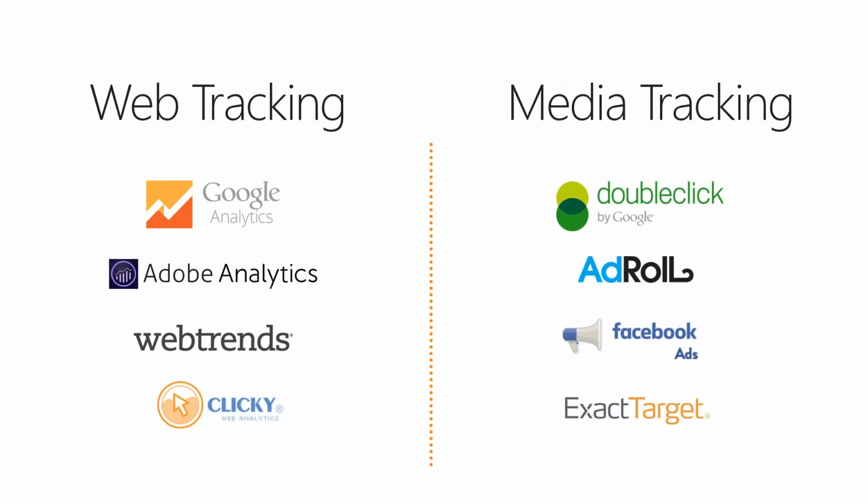So I want to take a moment to talk about the difference between web tracking and media tracking. Web tracking is what we're going to talk about today. It's tools like Google Analytics, Adobe Analytics, Web Trends, and Clicky. These tools are measuring actions and behavior on your site. So things like sessions, the sources of those sessions, actions taken during those sessions, and ultimately conversions.